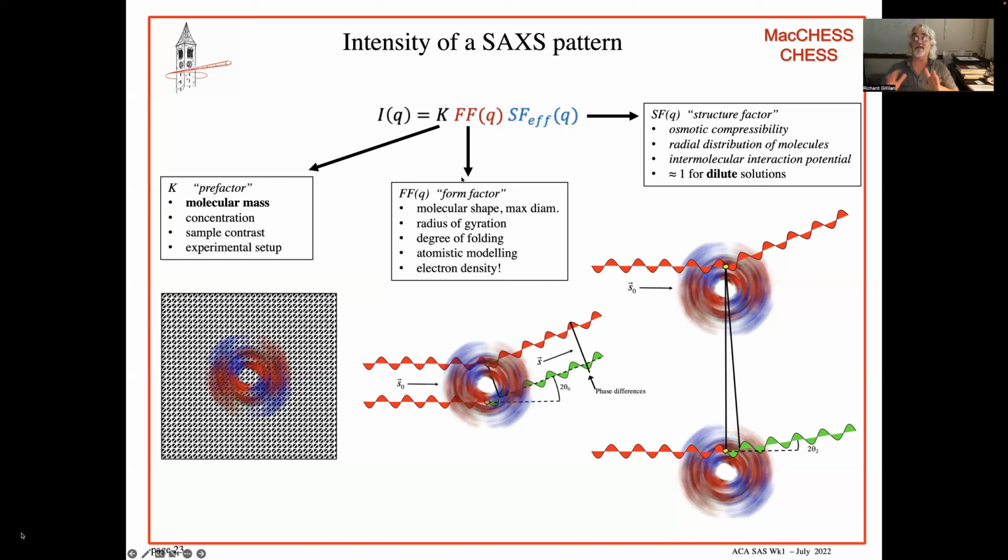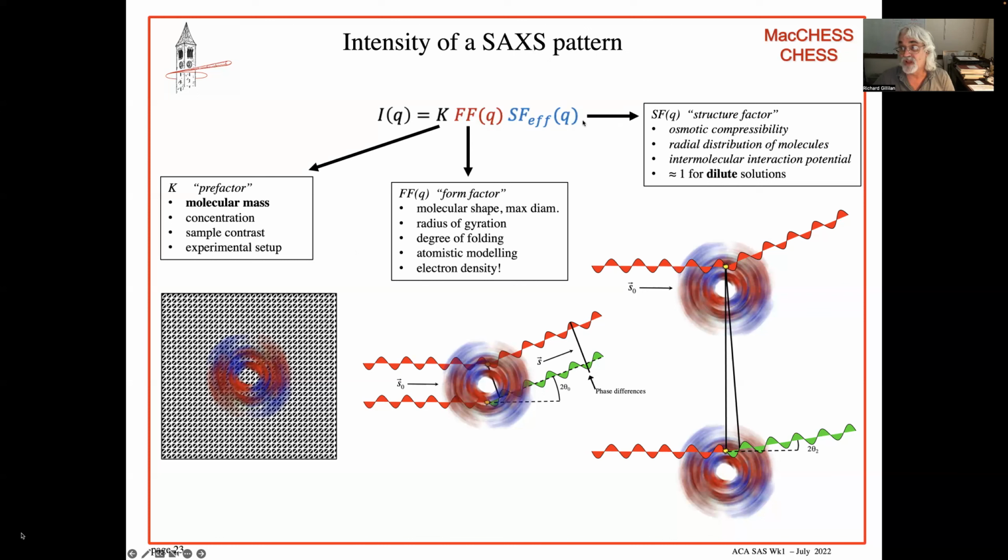The form factor is what everybody is after, and that gives you the shape of the object, its maximum diameter, its radius of gyration, the degree of folding, which is a very powerful thing. And you can even do atomistic modeling and get averaged electron density these days. Just amazing that you can do that. So this is what you will hear the most about in this lecture. It's what everyone is after. The structure factor is usually ignored in introductory courses. For dilute solutions, it's approximately a constant, 1. But you do have to prove that your solution is dilute enough that you do not need to worry about the structure factor.